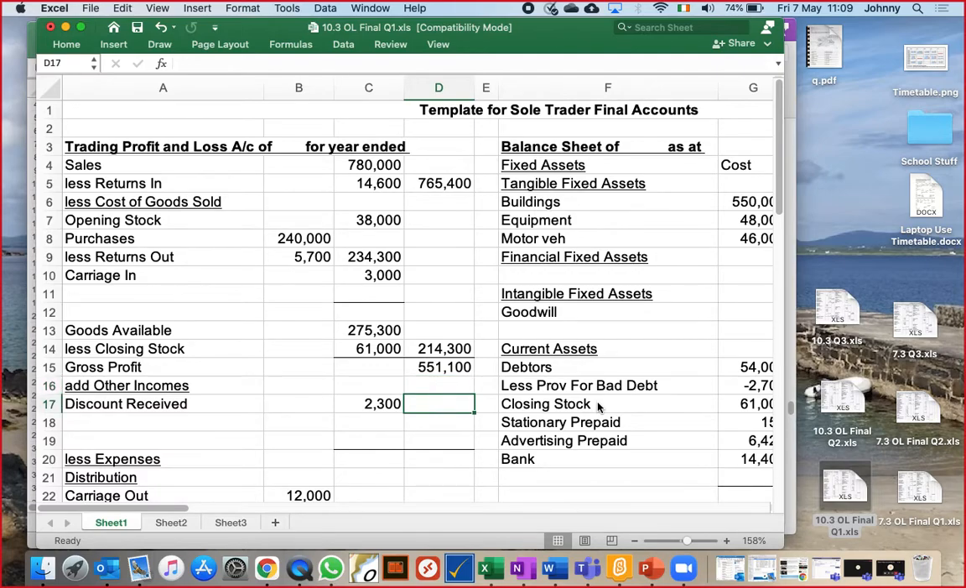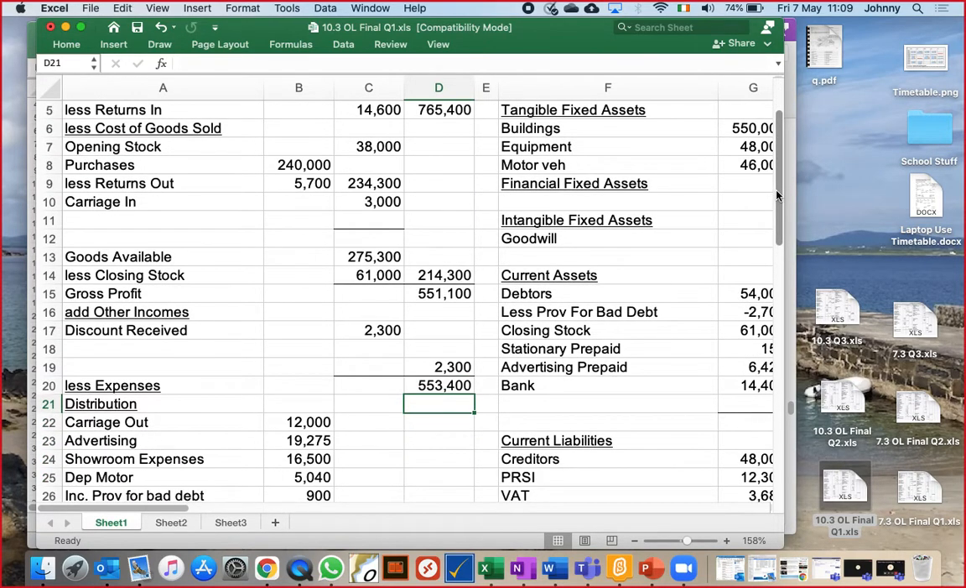Okay. So then we have other income. So we have discount received. Okay. So that's that. So we add our other incomes onto our gross profit, and that gives us a new total, and we'll take the expenses away from that.